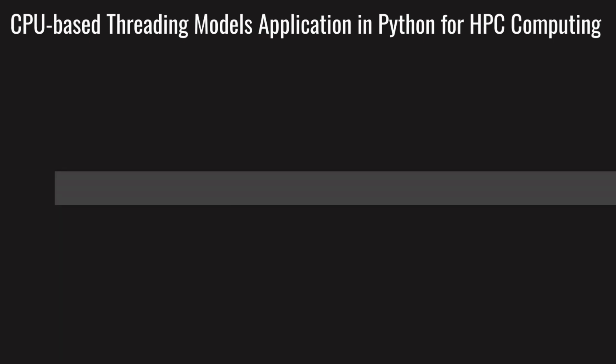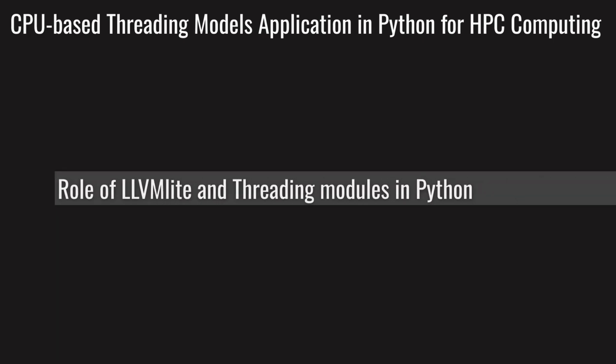We are now coming to the most interesting part: using LLVM intermediate representation, IR, and internal threading control in Python. That way, we can execute C code through the Python interpreter in multiple threads.